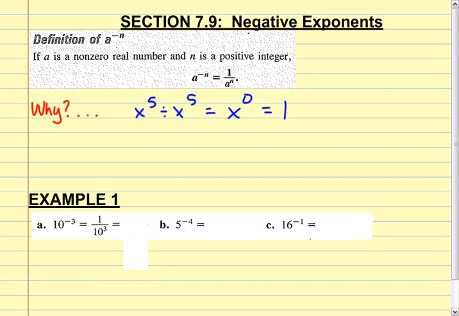Now, here's why, Taylor. Remember, I can also write this division problem as a fraction. X to the 5th over x to the 5th, right? It's the same thing. Any number over itself equals 1, right? So do you see why anything to the 0 power equals 1? It's basically saying take the number and divide it by itself, and you get 1.